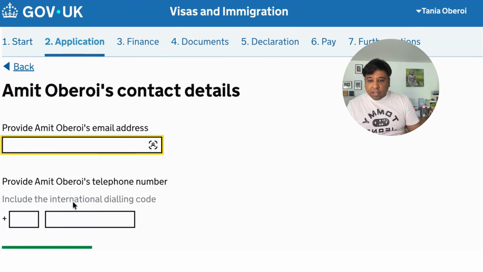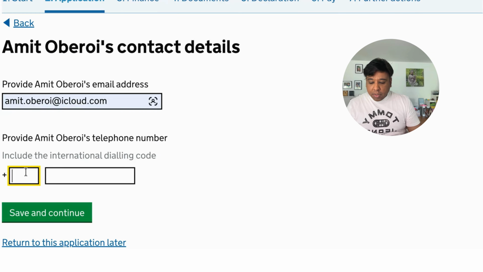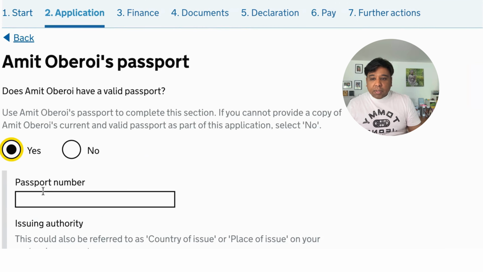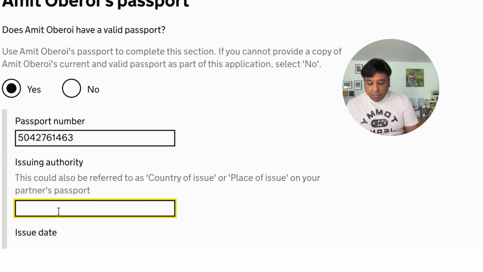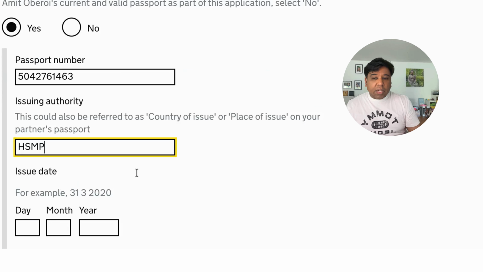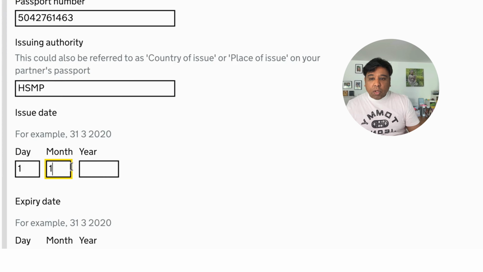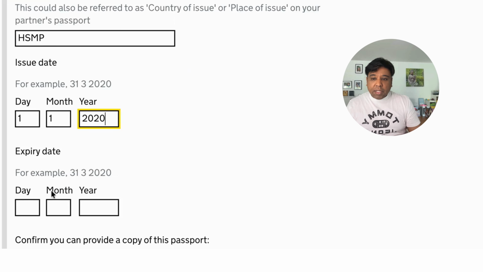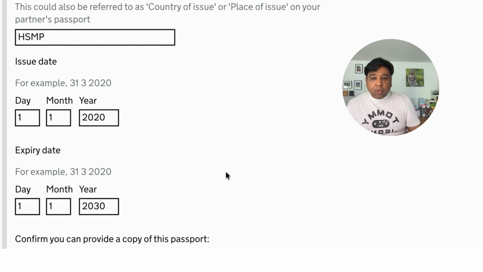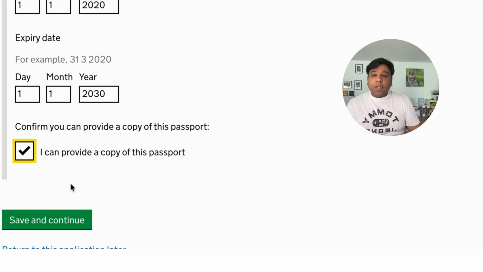Now Amit's email address. I'm going to just say amit.oberoi@icloud.com. I will enter his number. Does Amit have a valid passport? You have to enter the British passport number. For example, the passport number is this. It was issued by HMPO, the UK's authority that issues the passport. It was issued on 1st of 2020. It is expiring on 1st of January 2030. Please make sure you have the passport copy so that you can provide it.